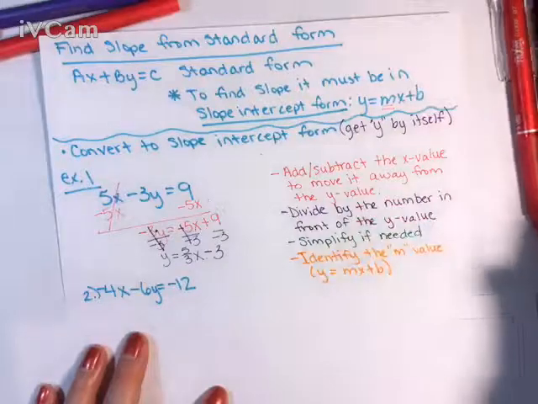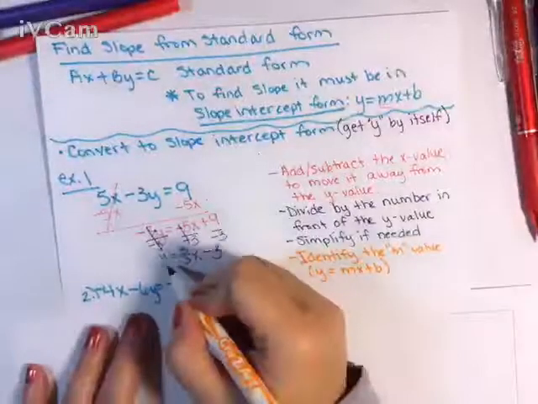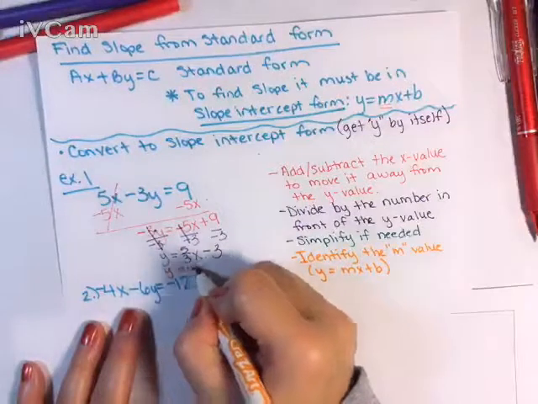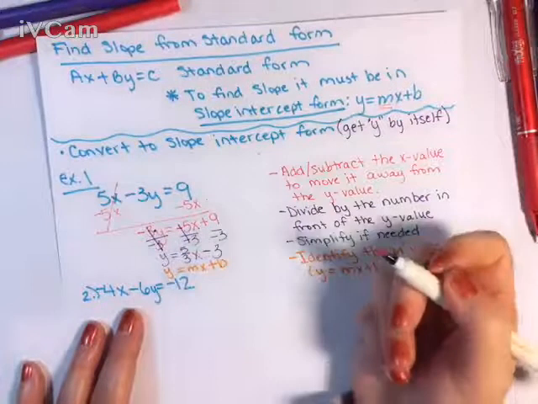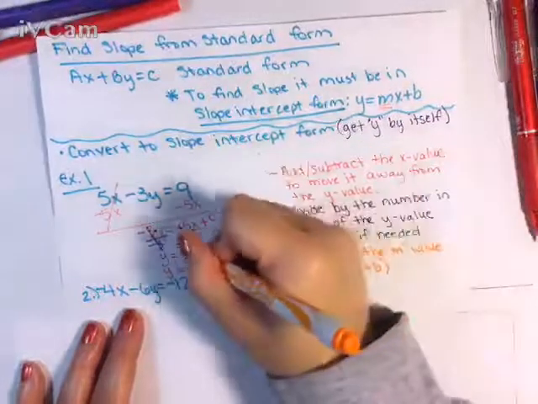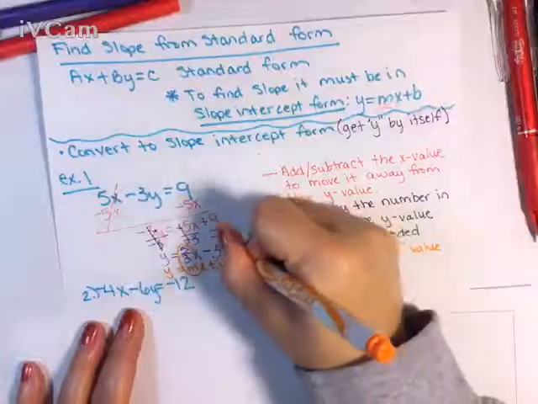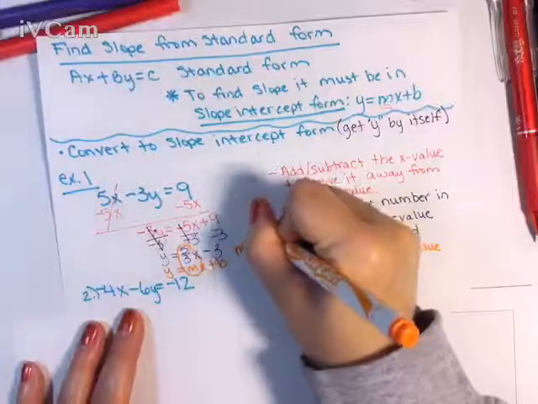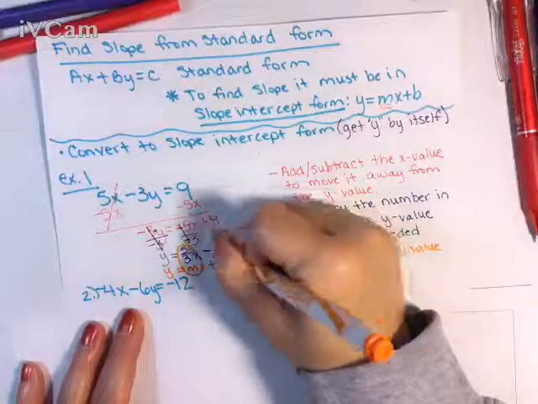So there's nothing to simplify, but we can see that at this point it is in the form y equals mx plus b. So our m is the value in front of your x. So if they want to know what the slope is, your slope, or your m, is going to be 5 over 3.